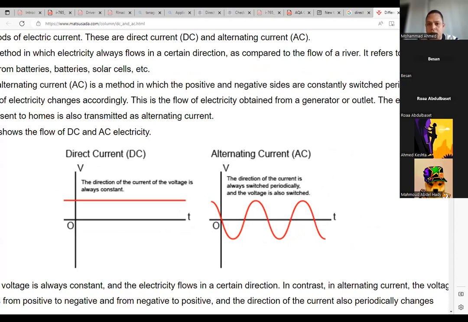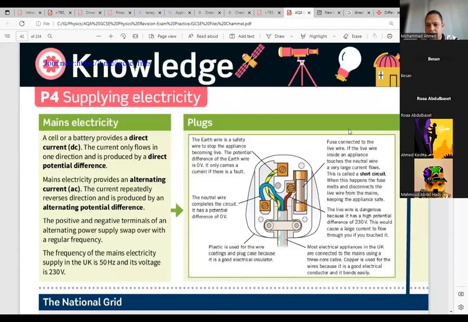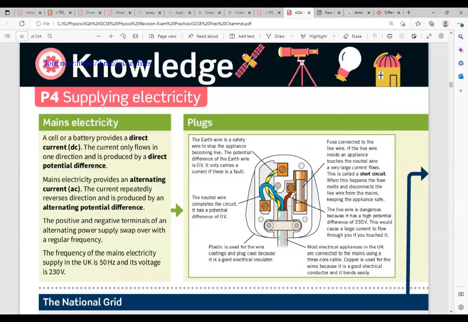So we're going to go back. Plugs. We have many different wires in plugs. The first one is called the earth wire, the green one. This one is called the neutral wire, and this one is the fuse.